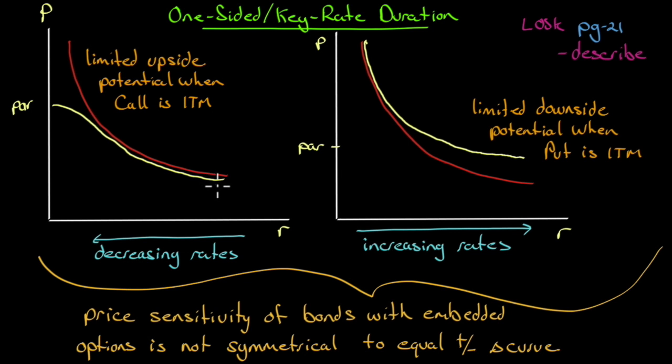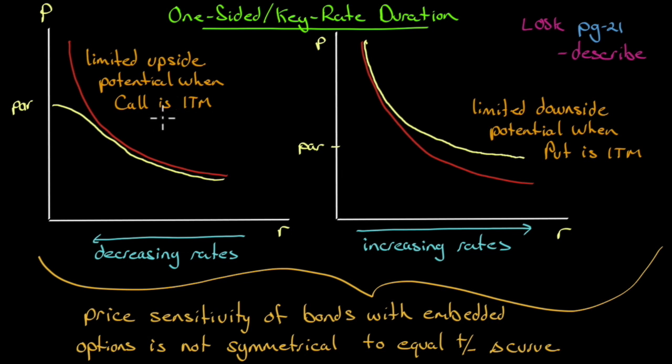So at very high rates, the callable bond has a path that would follow very closely to the straight bond. But as interest rates continue to decrease, notice what happens to the callable bond, right? It's pulled towards par. Limited upside potential when the call is in the money.